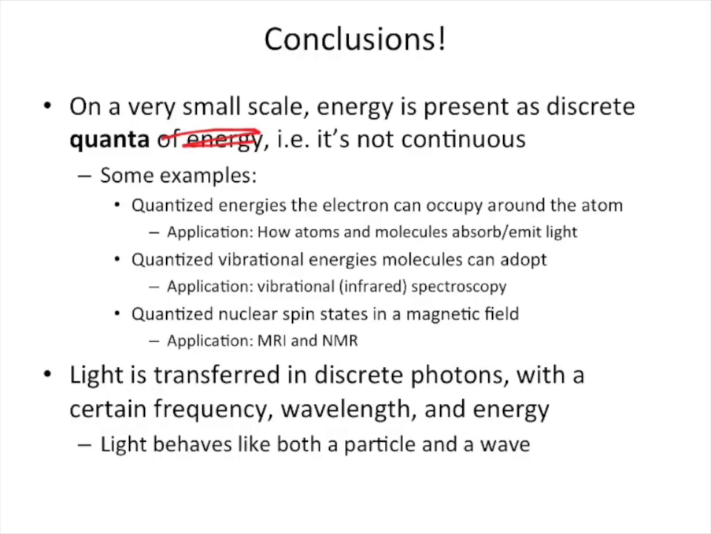So some examples of this is that electrons around the atom can only occupy certain energies, and this affects how atoms and molecules absorb or emit light. And we talk about this a lot in Gen Chem here. Some other examples, not so much in Gen Chem, but anyways. But so the big ticket here, okay, on a small scale, energy is discrete quanta. Light is transferred in discrete particles called photons, and each photon has a certain frequency, wavelength, and energy. And then also, light behaves as both a particle and a wave, depending on how you look at it.